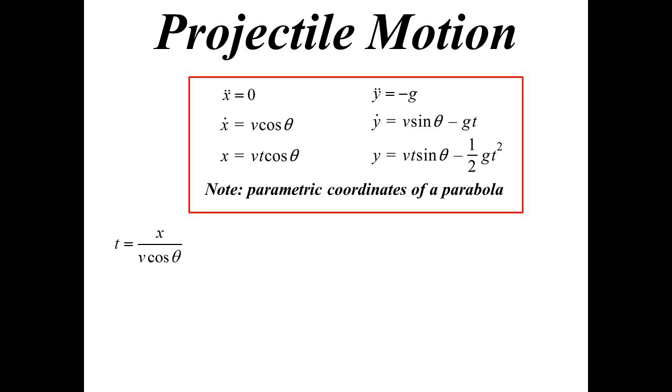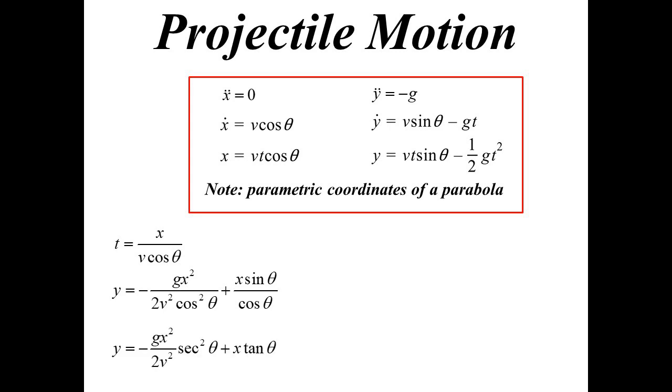So all right, let's find the actual Cartesian equation. If I make t the subject in the horizontal displacement, I'll get x over v cos theta. Sub that into y. Well, a bit of trig identity work here to do. We've got things like sine on cos. We've got cos squared on the bottom of the first fraction. So we'll change that: the reciprocal of cos squared is sec squared. Sine on cos is, of course, tan.